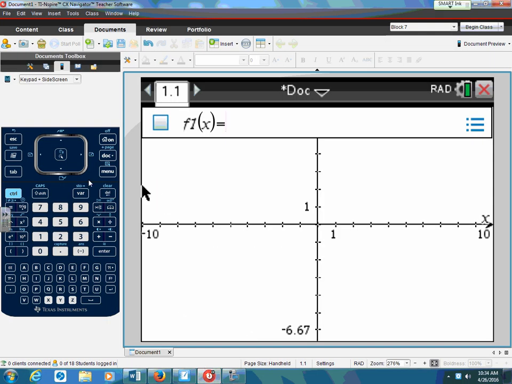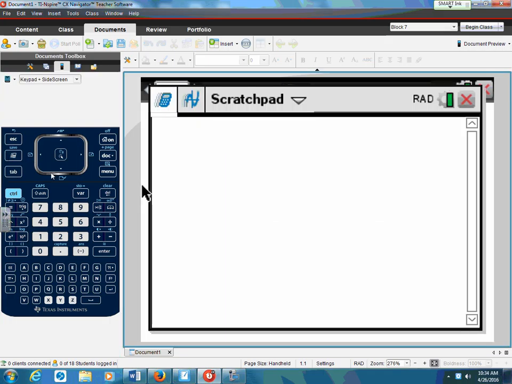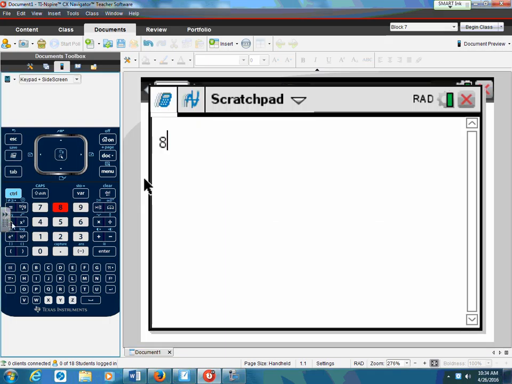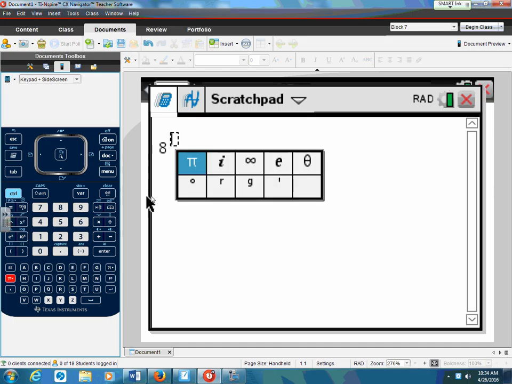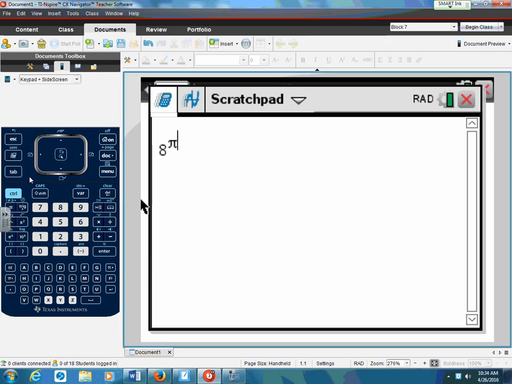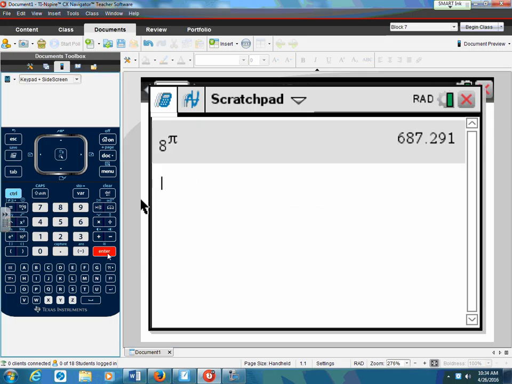So if we go to a calculator, I'm just going to go to a Scratchpad page, and I'm going to do 8 raised to the pi. I need my pi button. And I'm doing Control Enter so I can get a decimal approximation. So 8 raised to the pi power is going to be about 687.